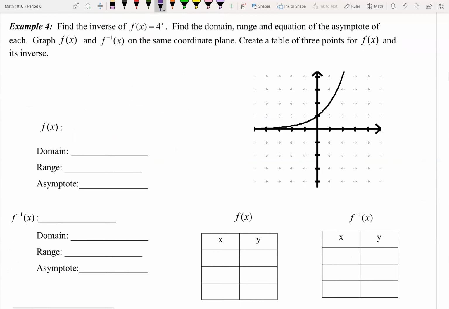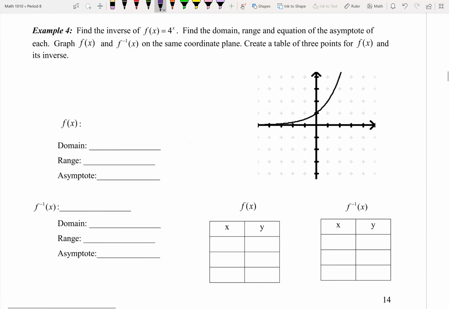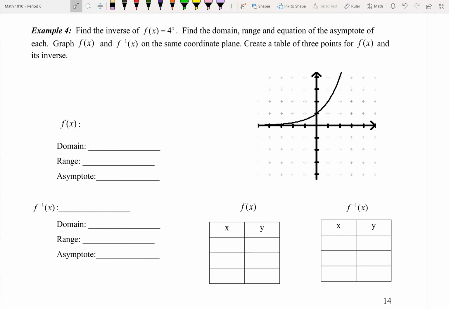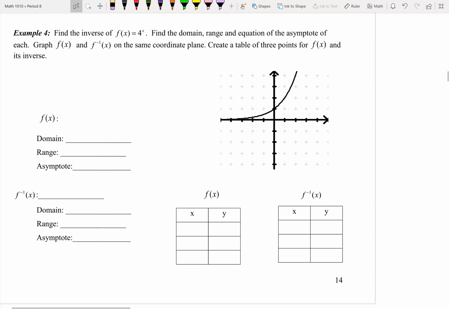Okay, here's example 4. It's going to feel like when we did inverses before. It's going to feel a lot like that, okay? I'm going to give you some steps that I think you should follow. You don't have to, but I think you should, okay? The first thing I want you to do is graph f of x. So everybody write y equals 4 to the x power.